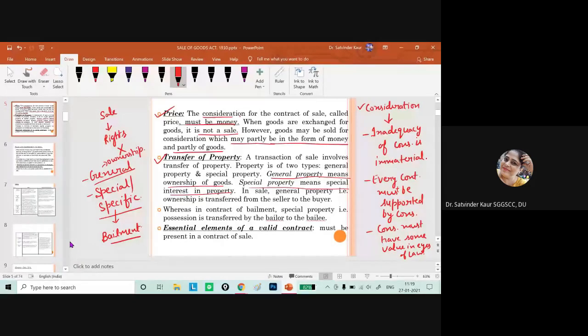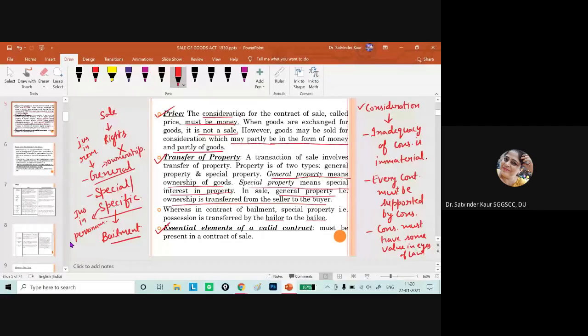So, if general property we transfer, the other person will get the right as jus in rem. And if we transfer the special property, the other person will get the right of jus in personam. Right. So in this particular case, in case of sale, whether it is a sale or agreement to sell, general property, ownership, is to be transferred from seller to the buyer. And in case of contract of bailment, only special property is given; possession of the goods is being given from bailor to bailee. Then all the essential elements of a valid contract need to be present in the Sale of Goods Act.